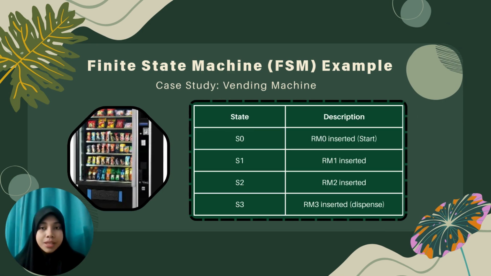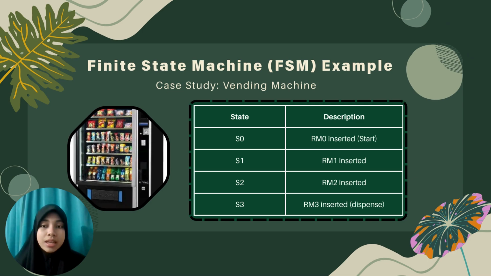In this slide, we can see that this vending machine has four states. S0 represents 0 ringgit inserted or the starting point. S1 represents 1 ringgit inserted. S2 represents 2 ringgit inserted. S3 represents 3 ringgit inserted, and now the machine will dispense the drink.